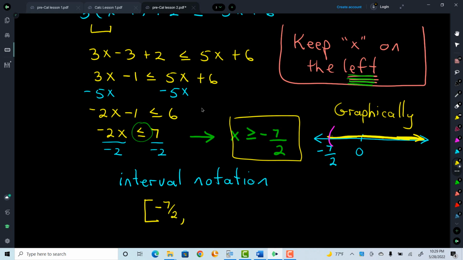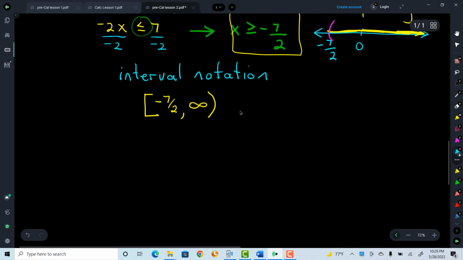So what's the biggest number I can use? There is no biggest number, right? So we're going to say to infinity. And then we're going to put a parenthesis there. So why am I putting a parenthesis? Well, because we can never actually equal infinity. Infinity always has a parenthesis. We never use a bracket with infinity, right?